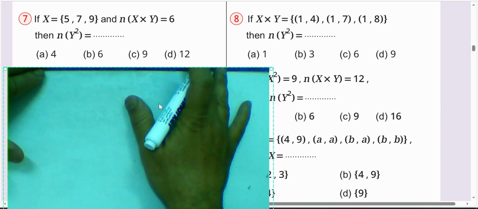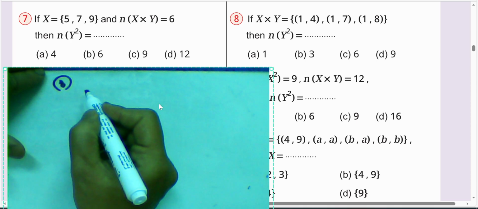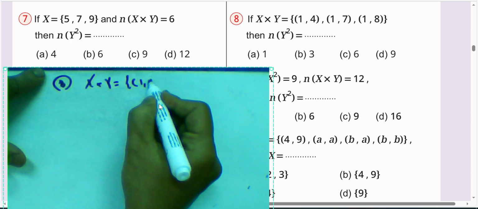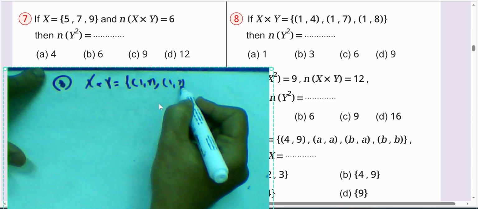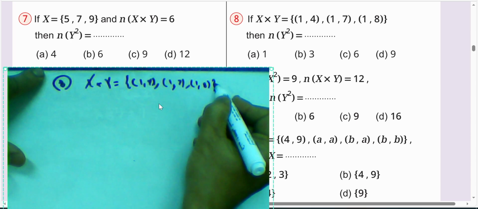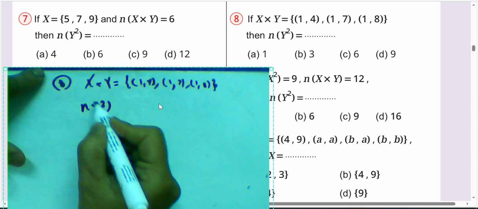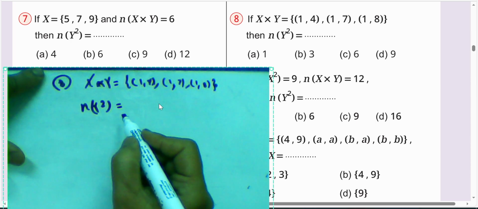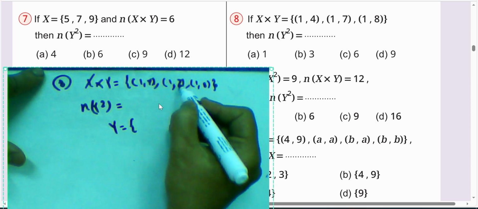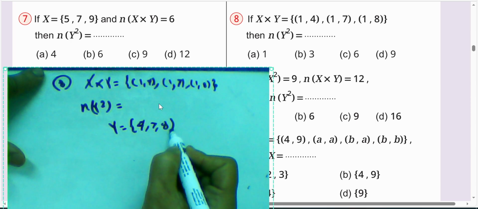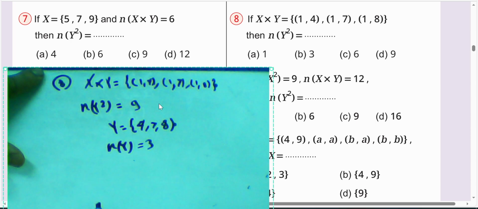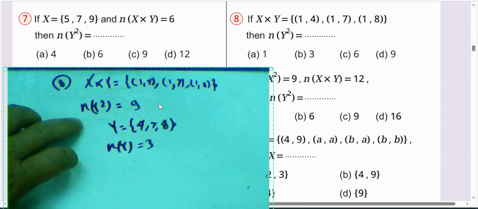Next question, number 8. x Cartesian product with y equals the set of (1, 4), (1, 7), (1, 8), and y squared. The elements of y will be the second projections, 4 and 7 and 8. Then the number of elements of y is 3. 3 power 2 equals 9. The result will be 9. Okay, choose letter D.